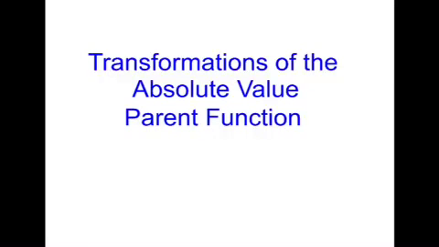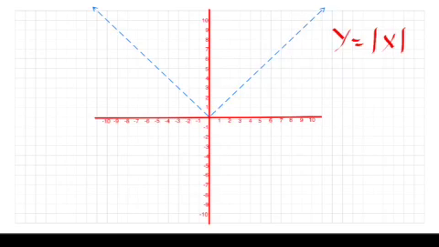In this video, we're going to take a look at the changes to the absolute value parent function that different changes to the parent function's equation has on the graph. Here we have the parent function of the absolute value equation graph. Notice it makes a V shape, and that's our basic shape that we always start from. So let's just start taking a look at a few transformations and what they do.